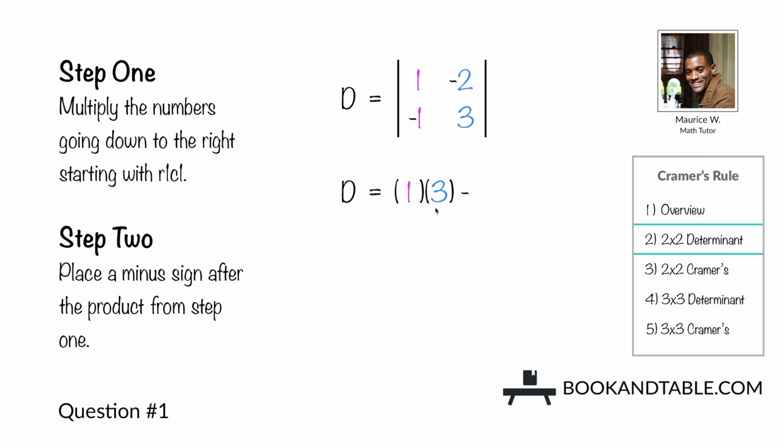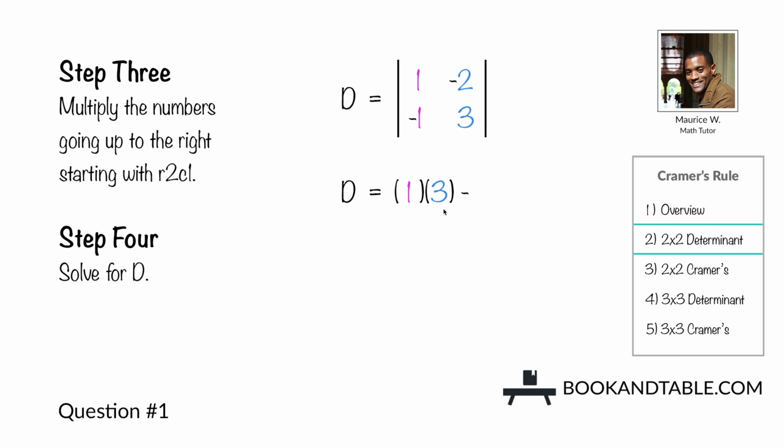Now step 2, we want to place a minus sign after the product from step 1. And now step 3, we want to multiply the numbers going up to the right, starting with R2C1. So that would be negative 1. And if we're multiplying going up to the right, we multiply that times negative 2. So that gives us 1 times 3, which is positive 3, minus negative 1 times negative 2, which would be 2. So we see D is equal to 3 minus 2, which means the determinant for question number 1 is equal to positive 1.